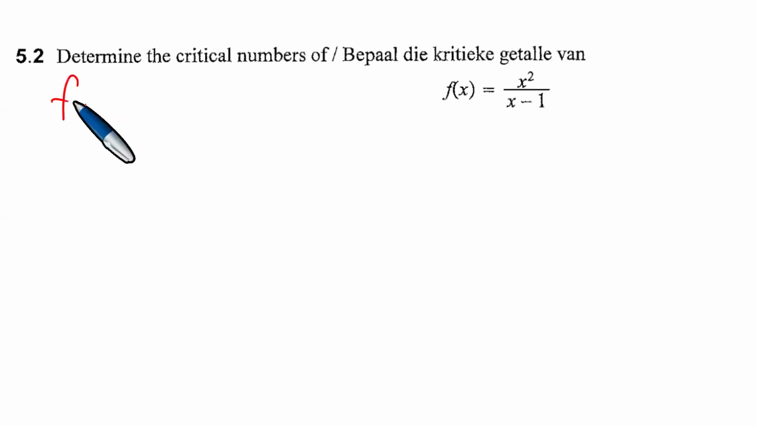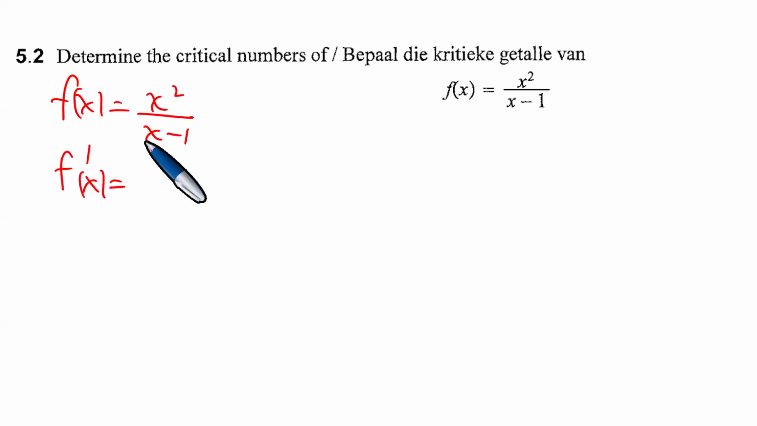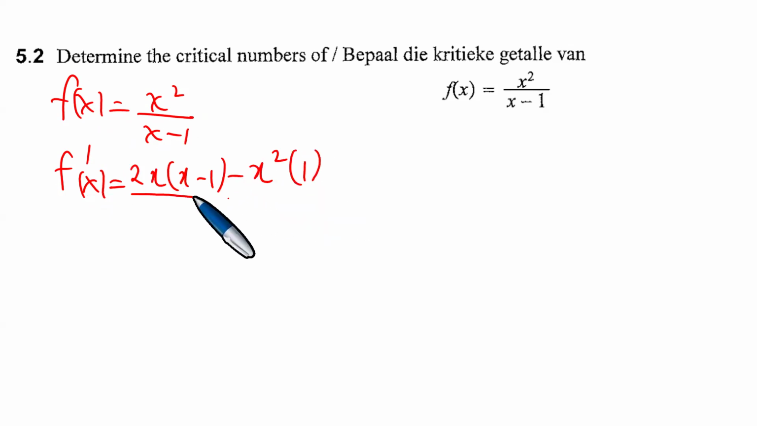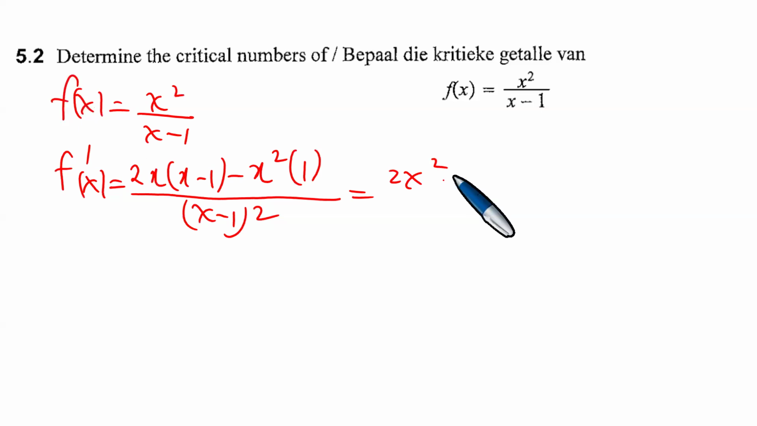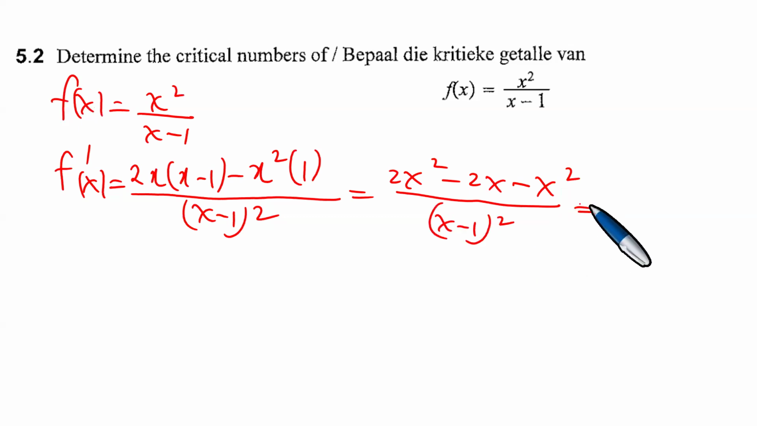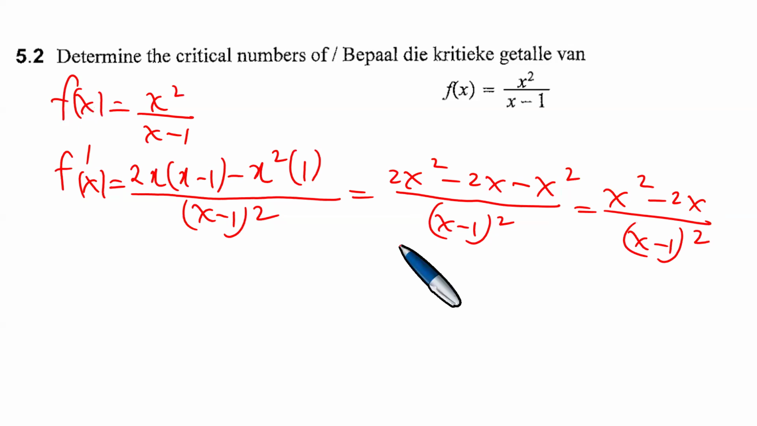Okay, so let's do this one. What is f prime? Derivative of x squared is 2x. Derivative of the top is 1. And we have this one squared. So which is 2x squared minus 2x minus x squared. So you have x squared minus 2x divided by x minus 1 squared. You pull out x and you have x times x minus 2 divided by x minus 1 all squared.